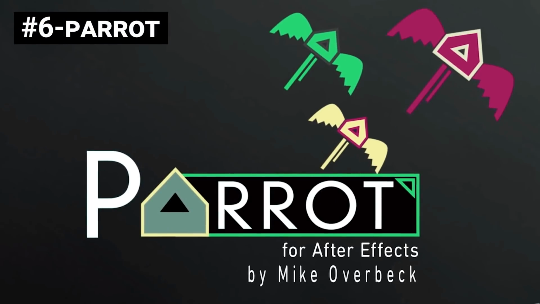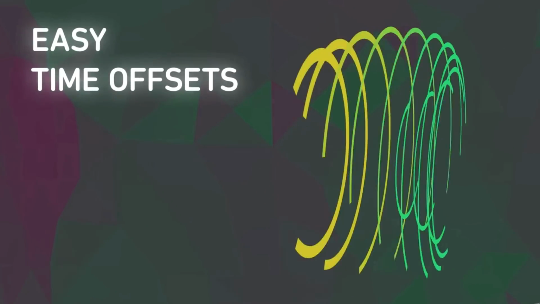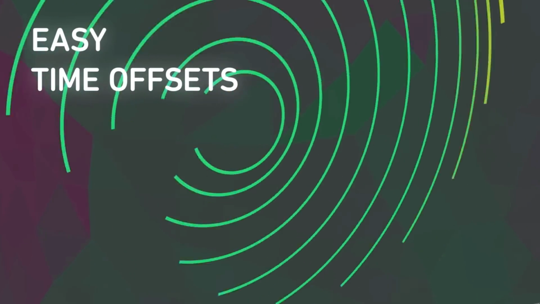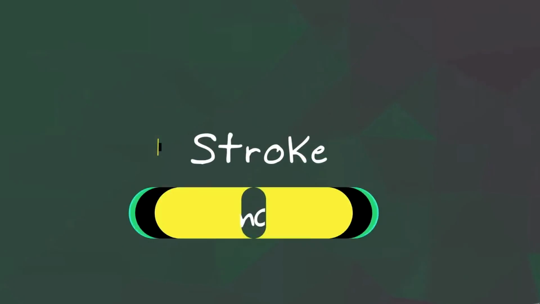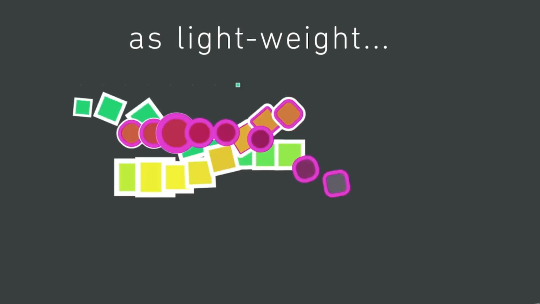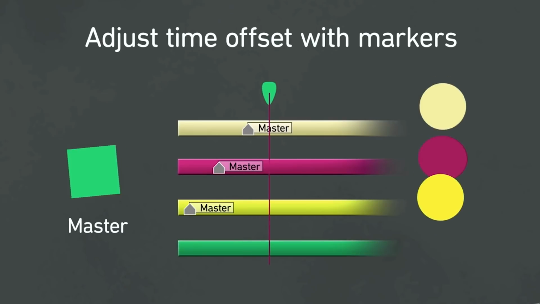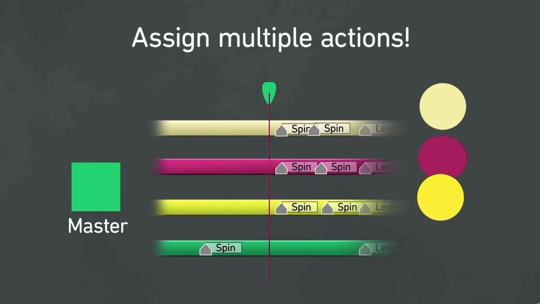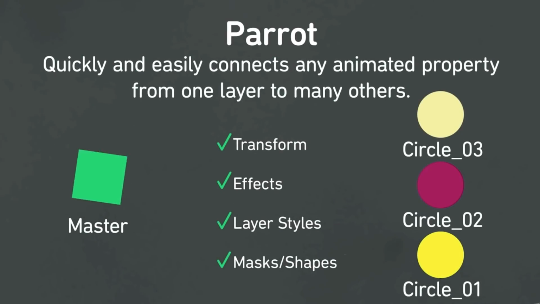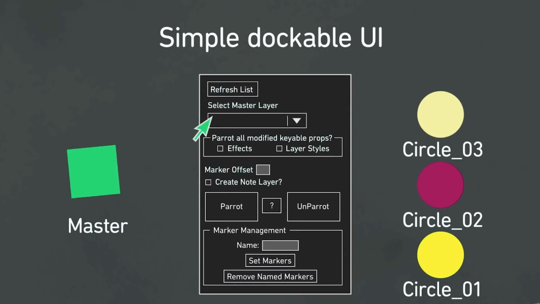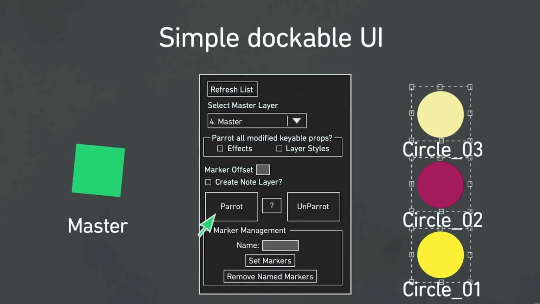The Parrot plugin allows you to dynamically connect layers to a master layer and then quickly create and offset Parrot animations. You can animate motion, effects, mask, shapes, and layer styles on your master layer, and then the keyframed animation that you create can then be passed on to other layers and triggered by layer markers. You can even name markers to assign multiple actions. So with this technique, you can quickly set up Parrot animations and finesse your motion later by just revisiting your master layer. And as you'd imagine, this can significantly speed up your motion graphics workflow.